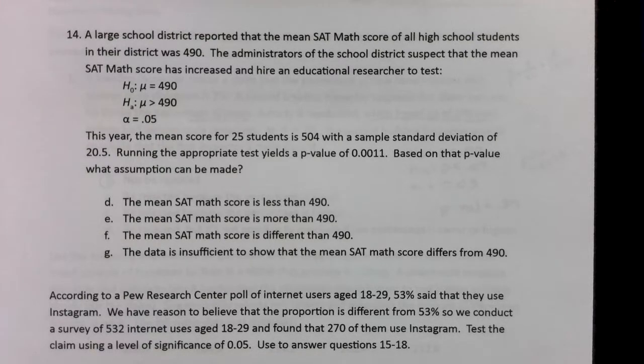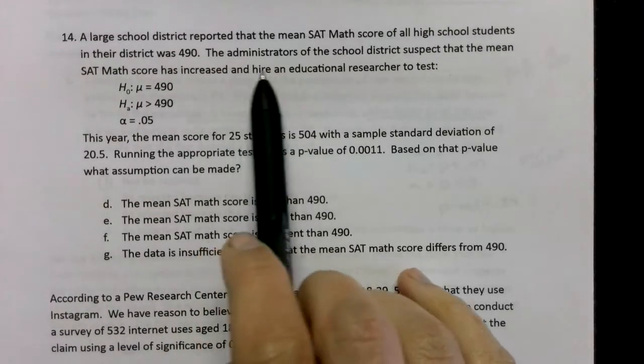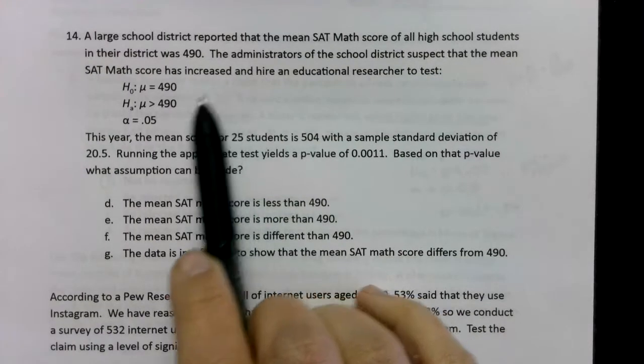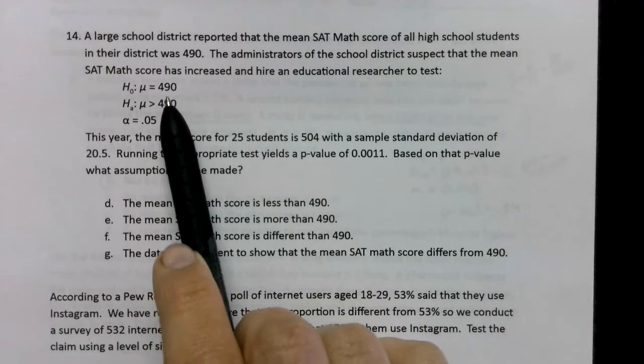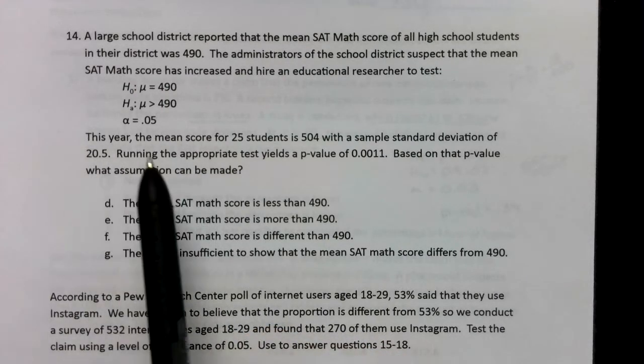There was a claim that the mean math SAT score was 490. And maybe that happened in years past, and that's just kind of what they've held to. So an administrator thinks that the mean has increased. So our null is that it is equal to 490. Our alternative, we now think it's higher.